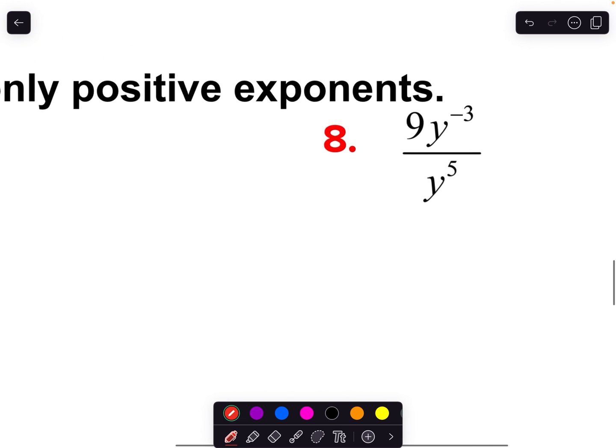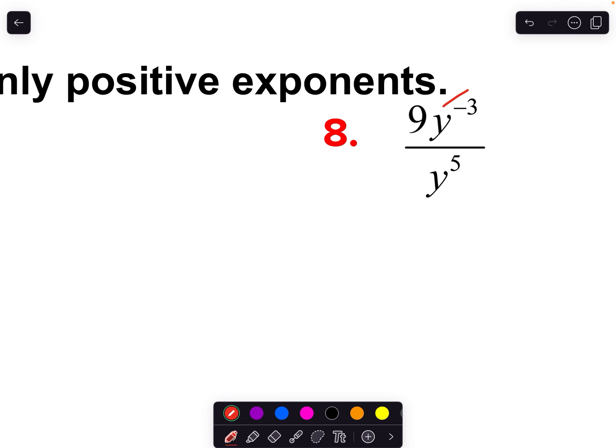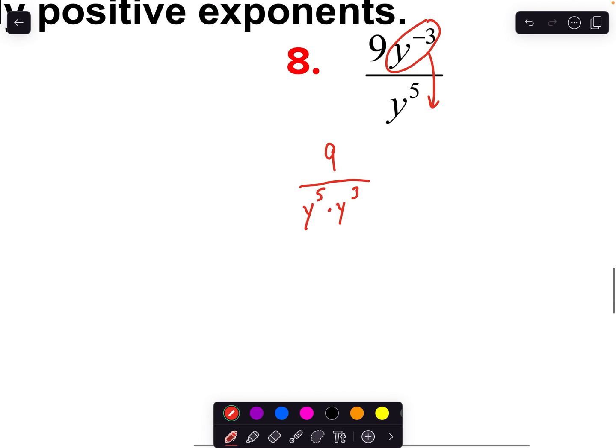Over here, this piece right here, y to the negative third, means it's going to flip down here and become y to the third. So this would be 9 over y to the fifth times y to the third. On the denominator, we'll say this is just 9 over y to the eighth.